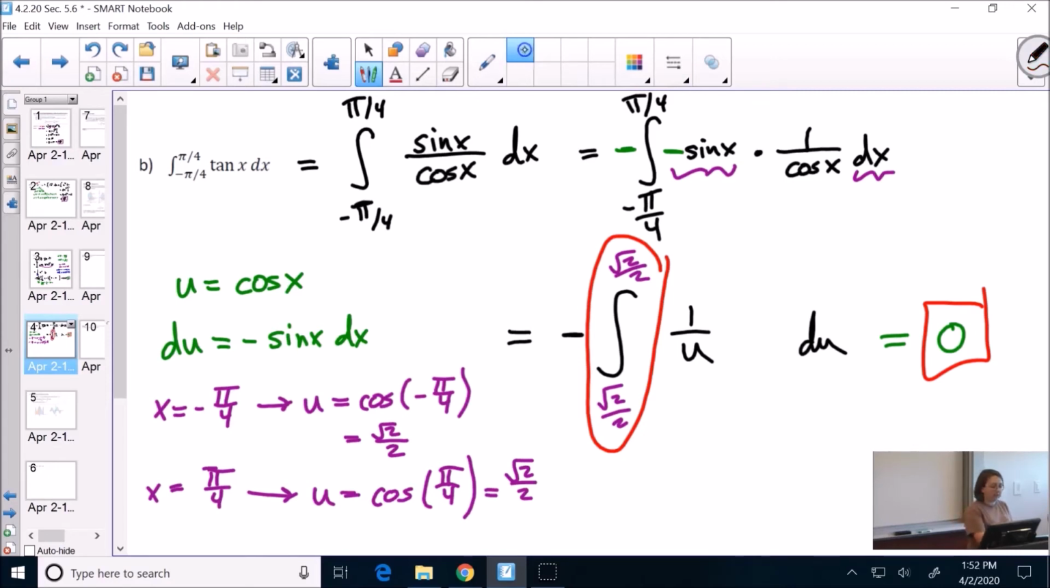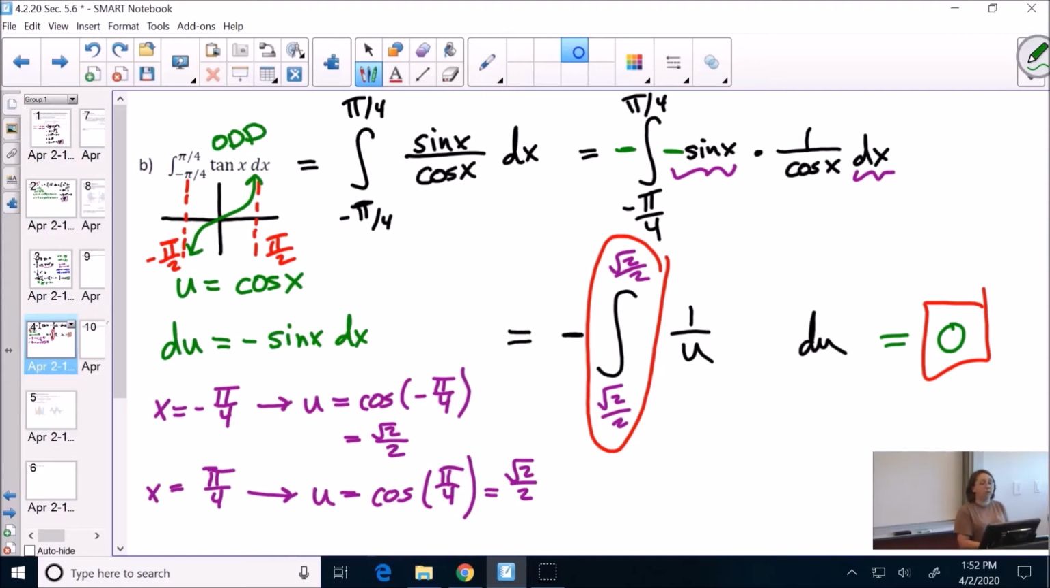Could we have seen that from the beginning? Actually, yes, and this is what we're going to talk about. Tangent is special. Let me draw a rough picture of tangent. So we go from the negative pi over 2 asymptote to the pi over 2 asymptote. Our curve is this. So this is what we call an odd function.